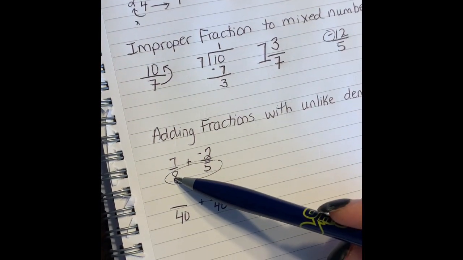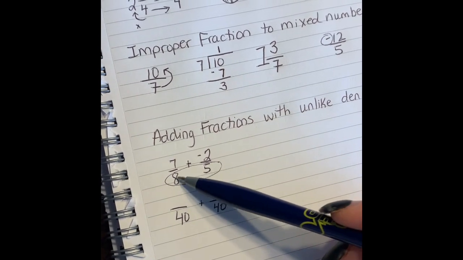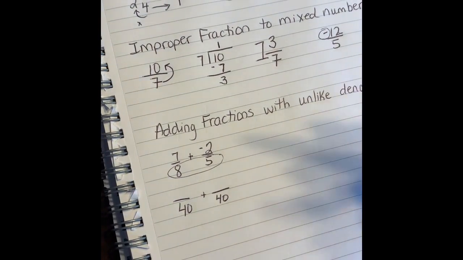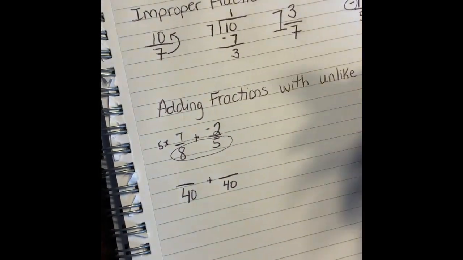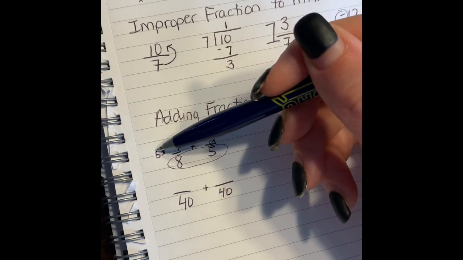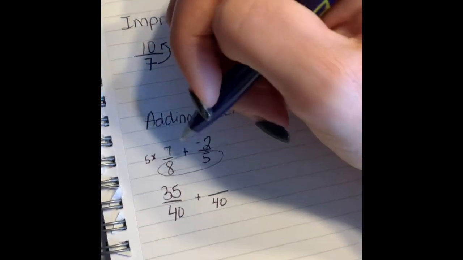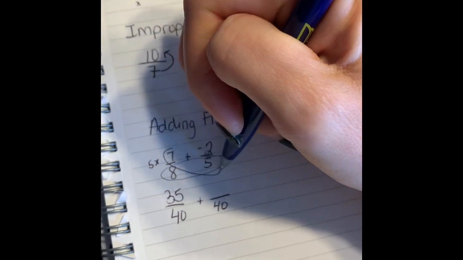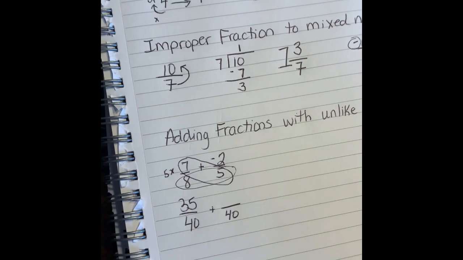Now I know that in order to get from 8 to 40, I multiplied by 5, because I just multiplied these together. So that means I also need to multiply my 7 by 5. I multiplied both of these numbers by 5. 8 times 5 gave me 40. Now I multiply my 7 by 5 and I get 35. And if you're having trouble figuring out what you need to multiply by, it's right here. I multiply the 7 by 5.